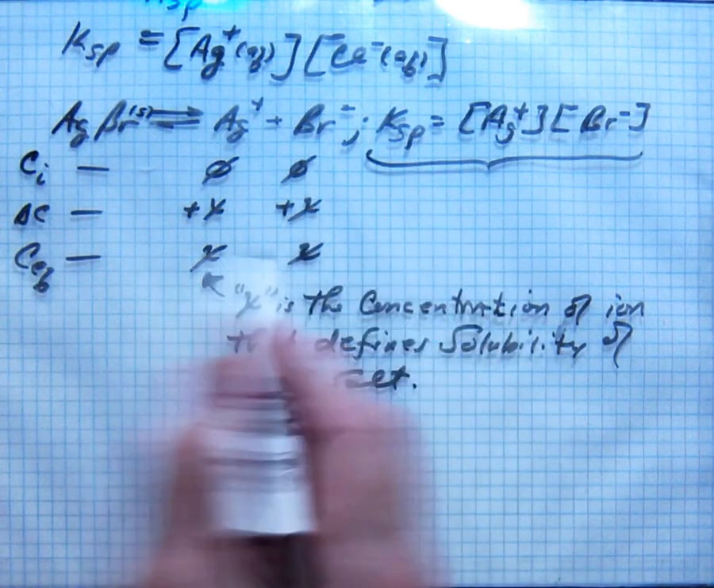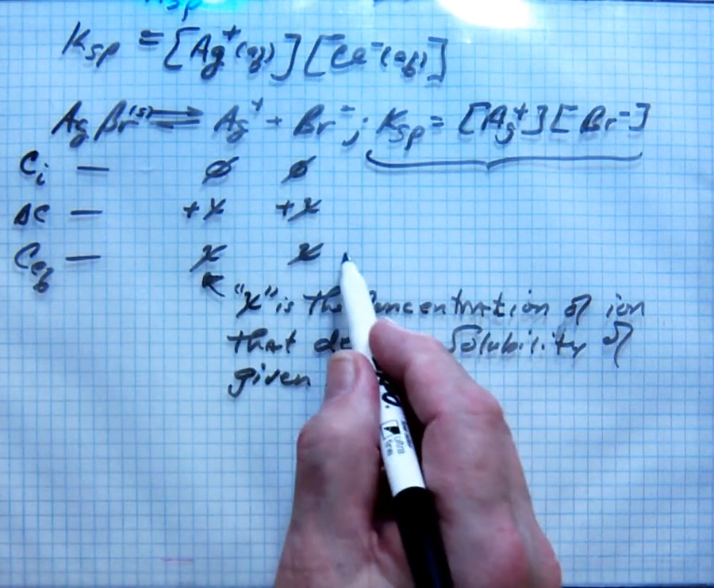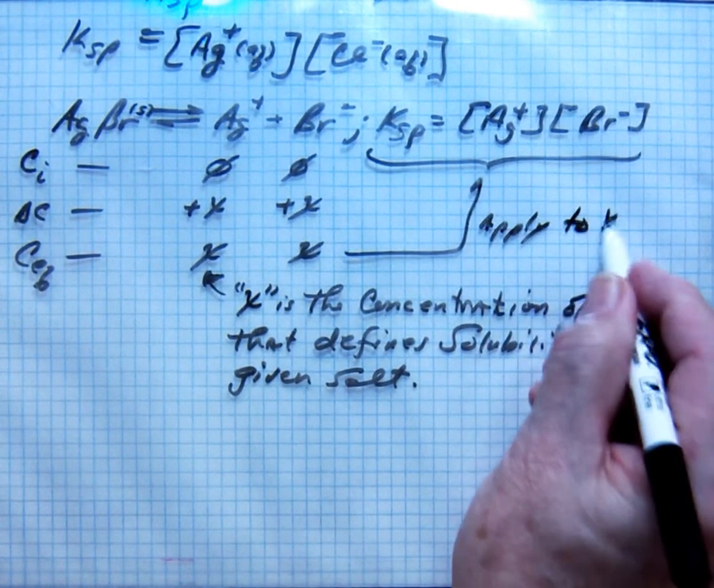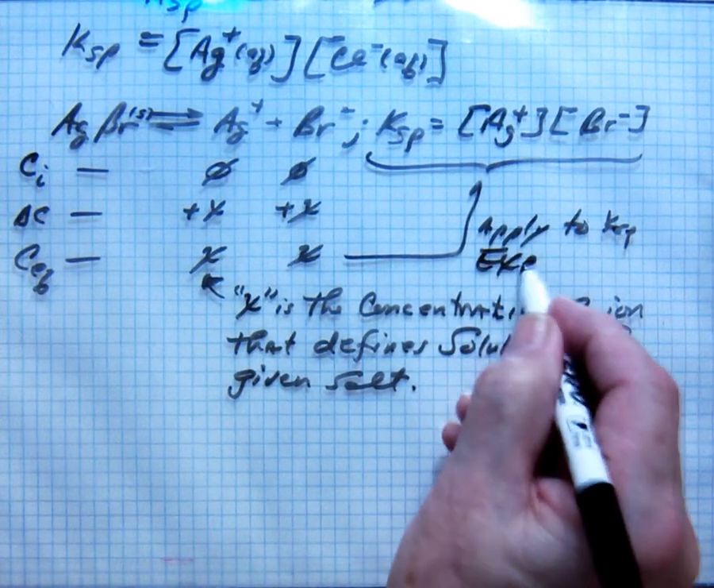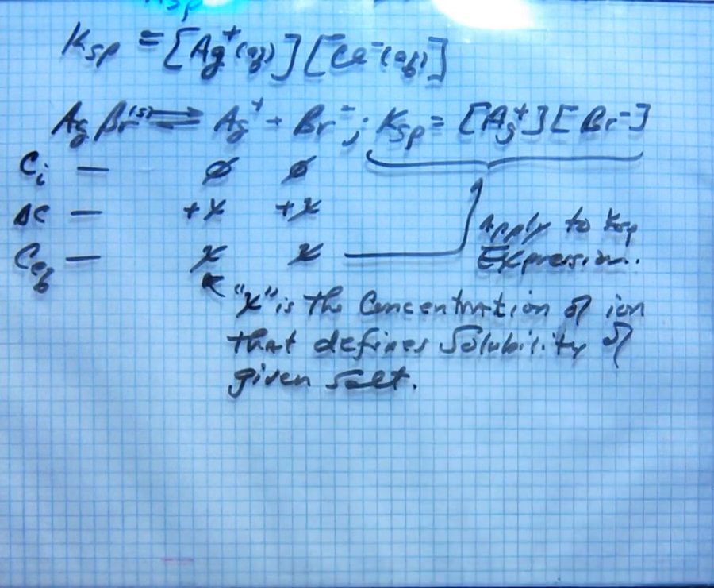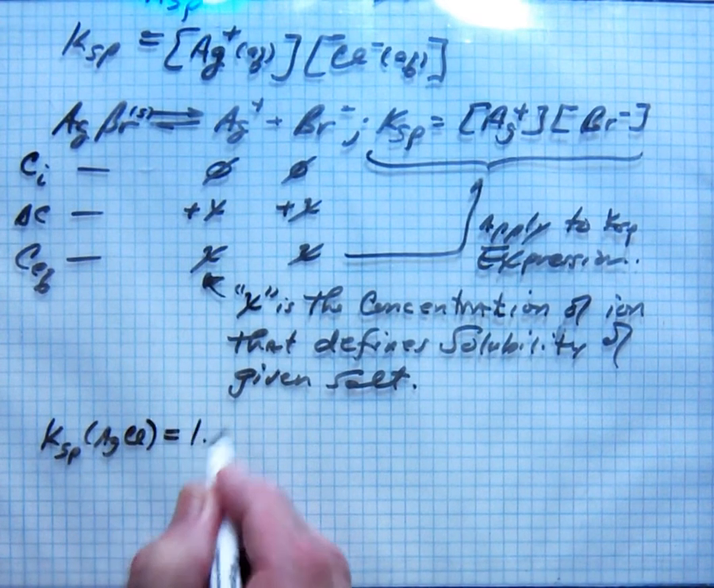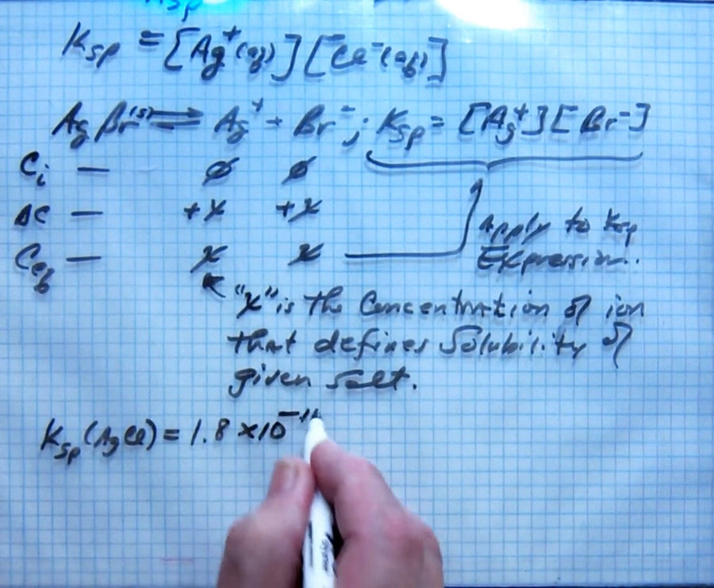Now, we want to apply this equilibrium row to the Ksp expression, and to get the solubility. Now, we'll look up the Ksp. It will be given if this was the kind of problem that you were trying to work. For silver chloride, 1.8 times 10 to the minus 10 is a given. So Ksp for AgCl is 1.8 times 10 to the minus 10.